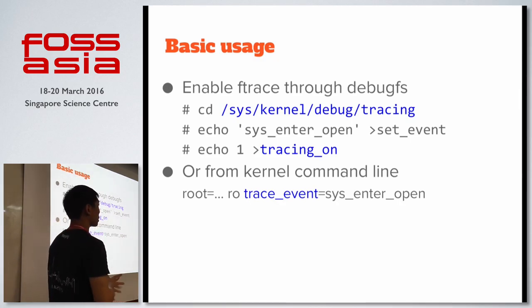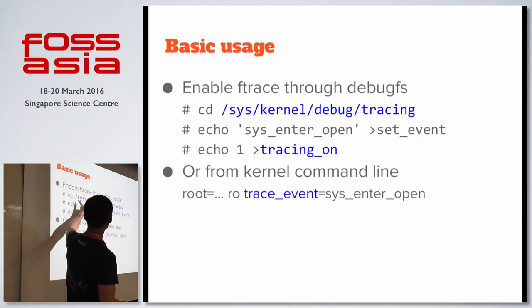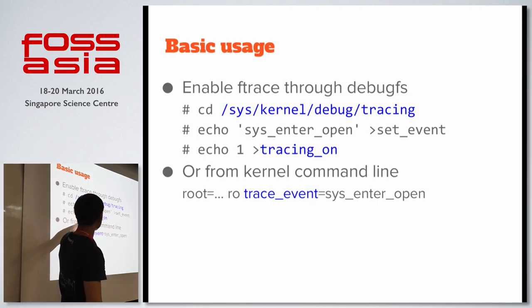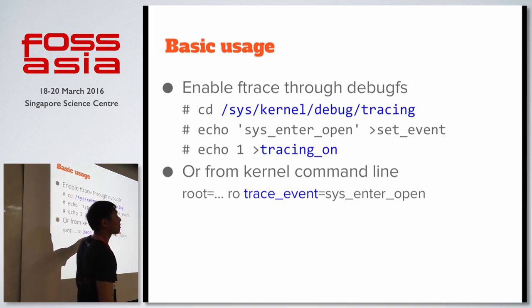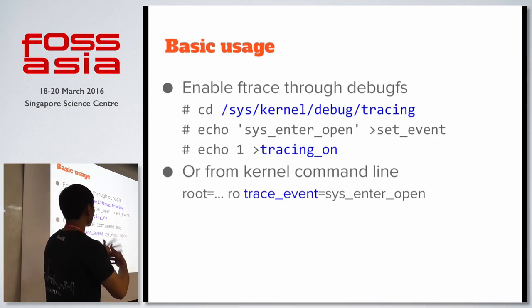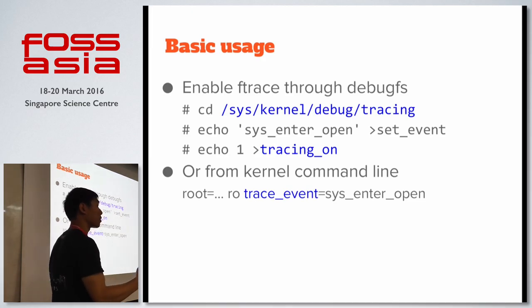Ftrace exposes its interface through debugfs. So first you cd to the sys/kernel/debug/tracing directory and echo the name of the event to the set_event file, and echo 1 to enable the tracing. So the kernel will do the job for you. There is no user space involved.